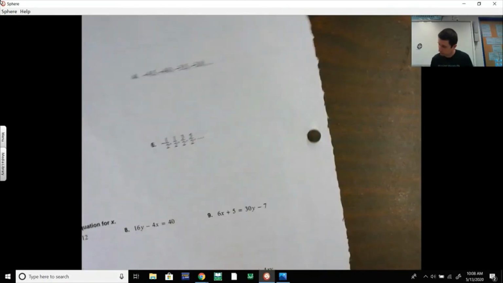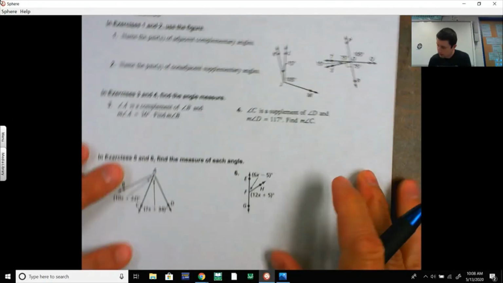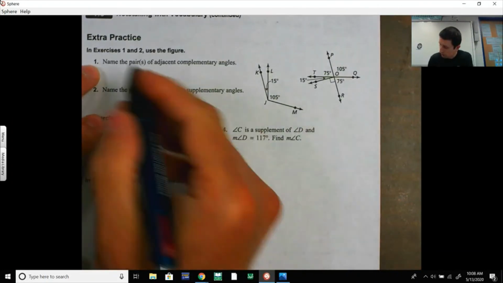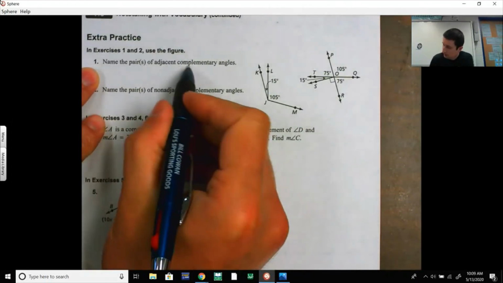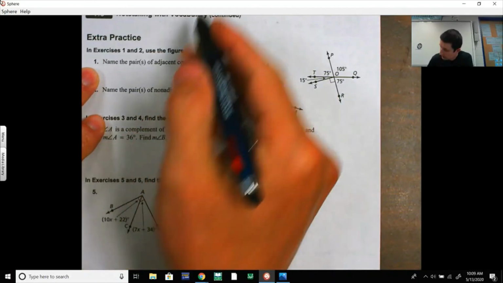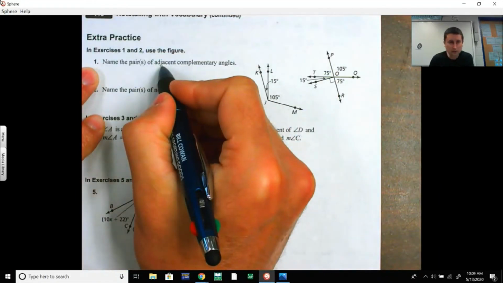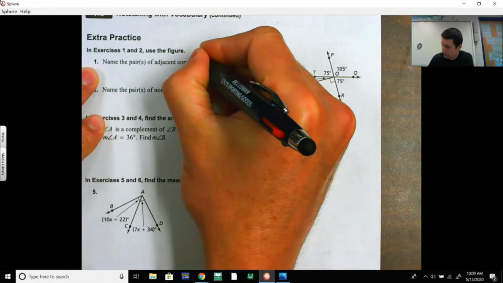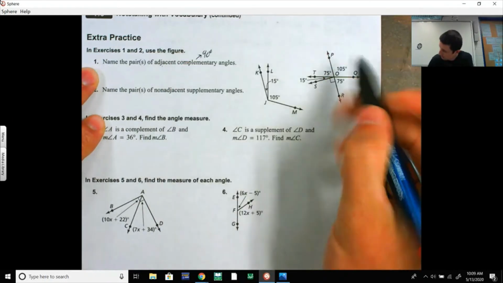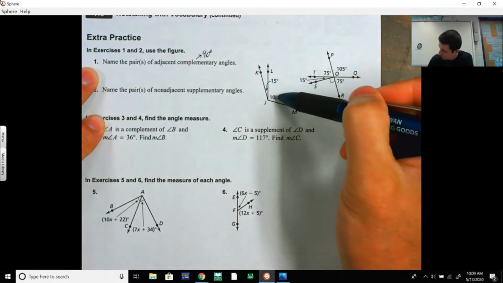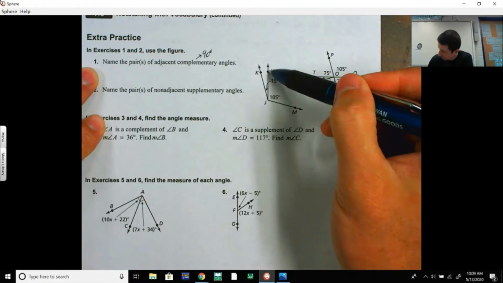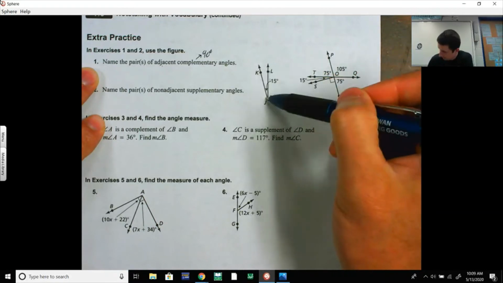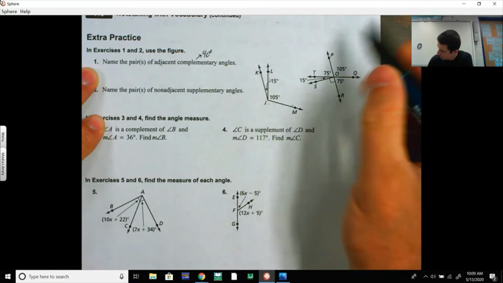So, your practice, page 31. One page of it, all right. Name the pair or pairs of adjacent complementary angles. So adjacent, they have to share the same side and vertex, and complementary, they have to add up to 90 degrees. So here, 15 and 105, they don't add up. There'd be adjacent angles, KJL and LJM, but they don't add up to 90.